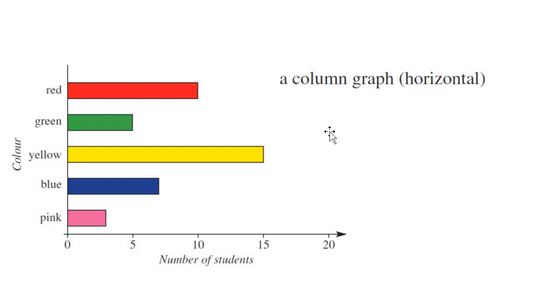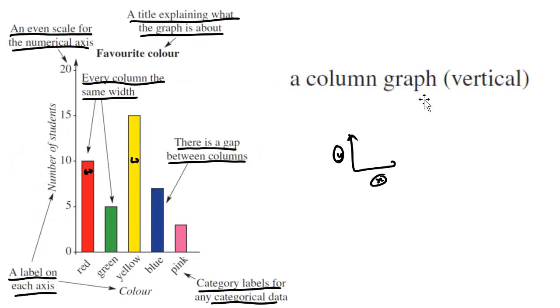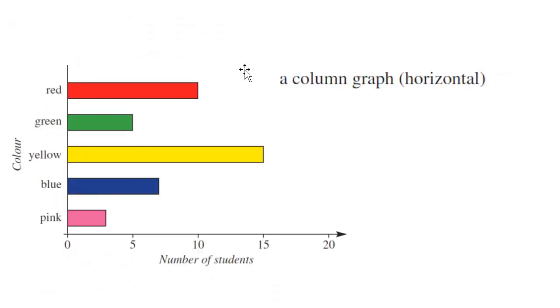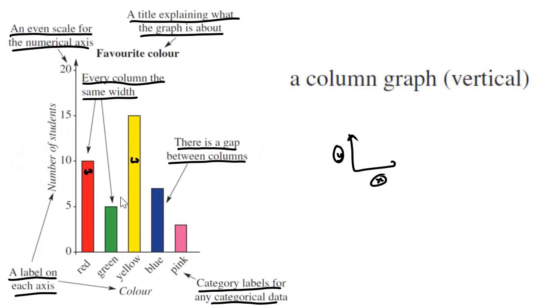Now another representation, but this time it is a horizontal column graph. This one was a vertical column graph, and now we have a horizontal column graph. The same information you will get from each of them.